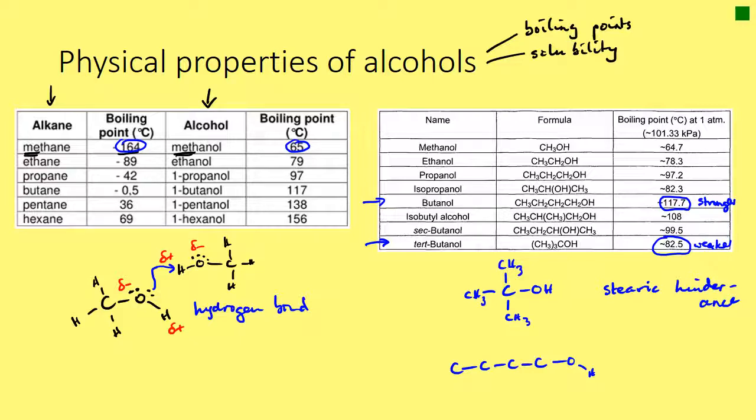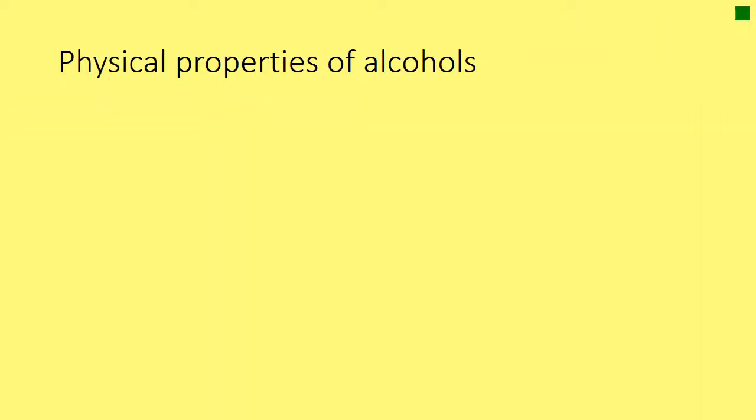So there's not going to be as many hydrogen bonds, and the van der Waals forces are going to be weaker as well, because the chains can't get as close to each other. So that explains boiling points. Let's have a look at solubility. Let's move on to a new slide to have a look at solubility.